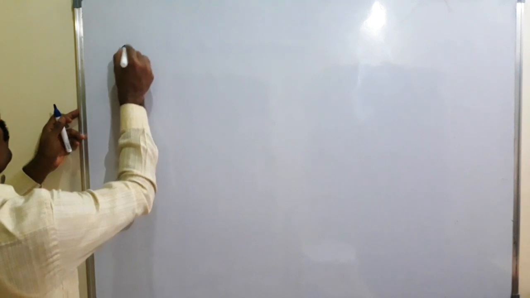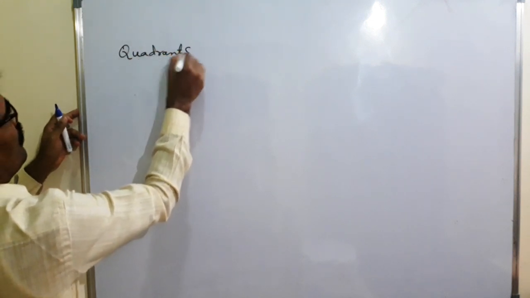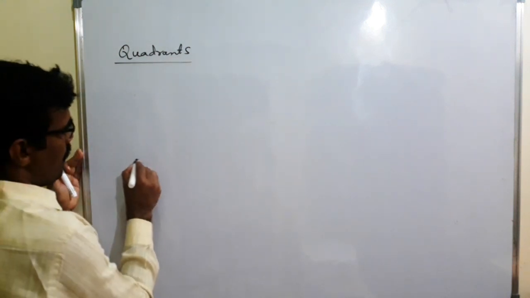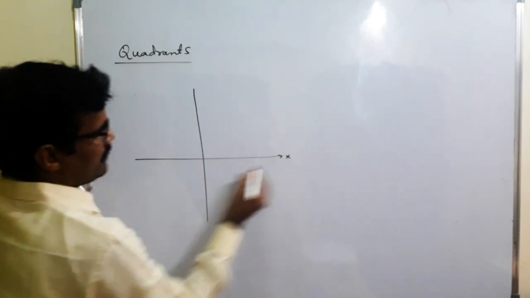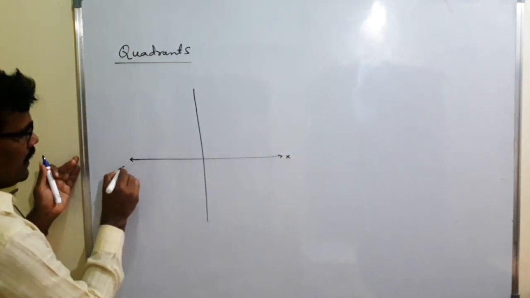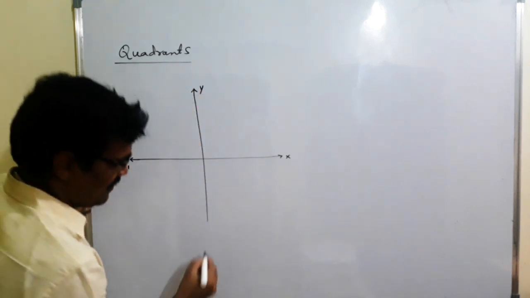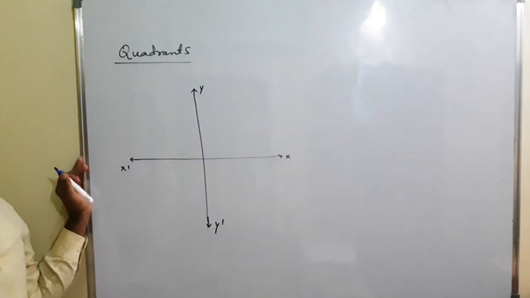Students, quadrants. Listen. X-axis, negative x-axis, y-axis, negative y-axis. Okay.